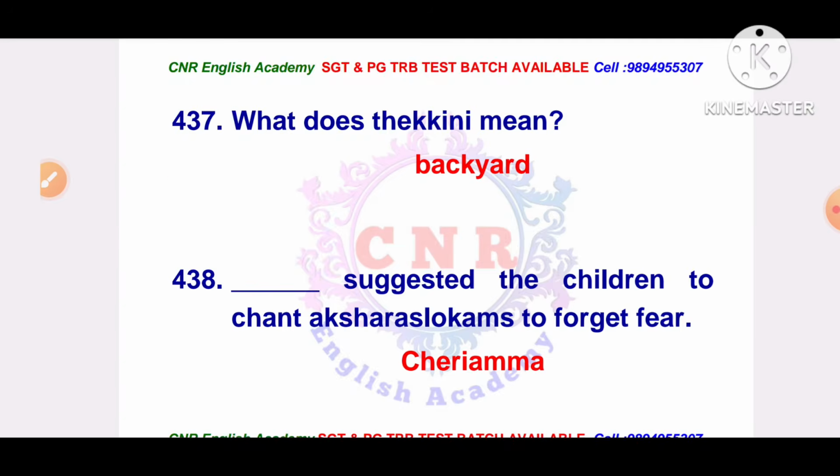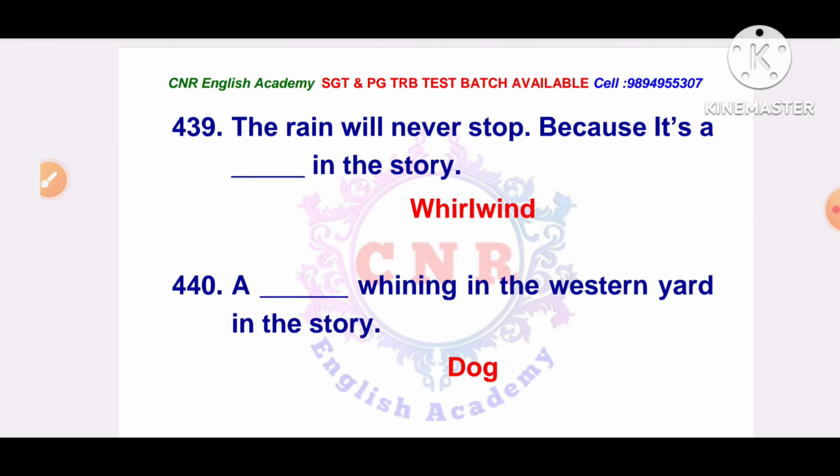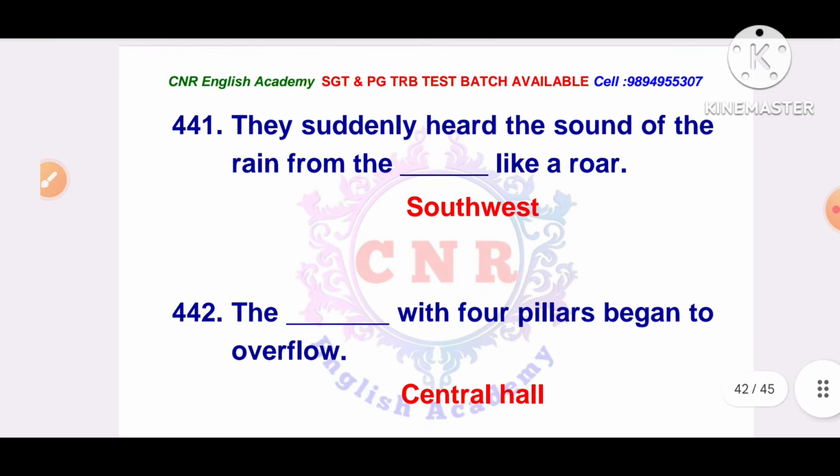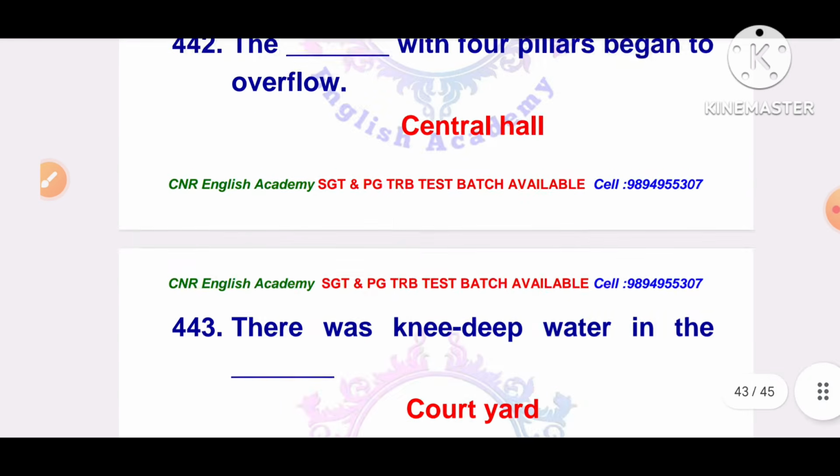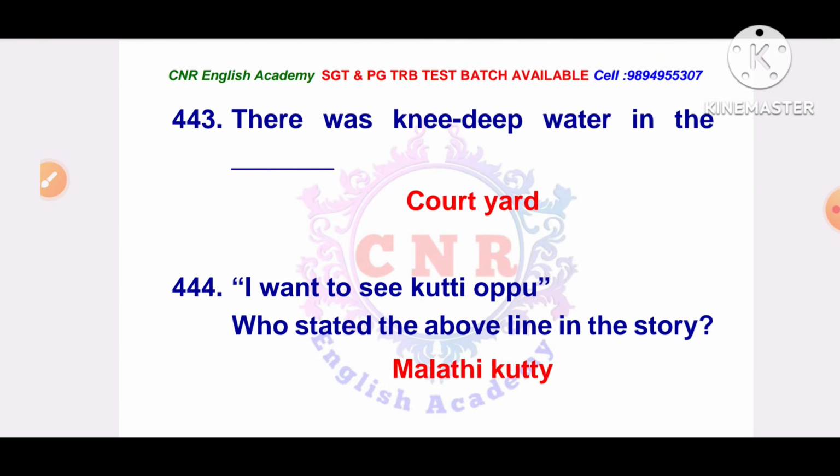Next one. Dash suggested the children to chant Akshara slokams to forget fear. Answer: Cheriyamma. Next one. The rain will never stop because it's a dash in the story. Answer: whirlwind. Next one. A dash whining in the western yard in the story. Answer: dog. Next one. They suddenly heard the sound of the rain from the dash like a roar. Answer: southwest. Next one. The dash with 4 pillars began to overflow. Answer: central hall. Next one. There is knee-deep water in the dash. Answer: courtyard.